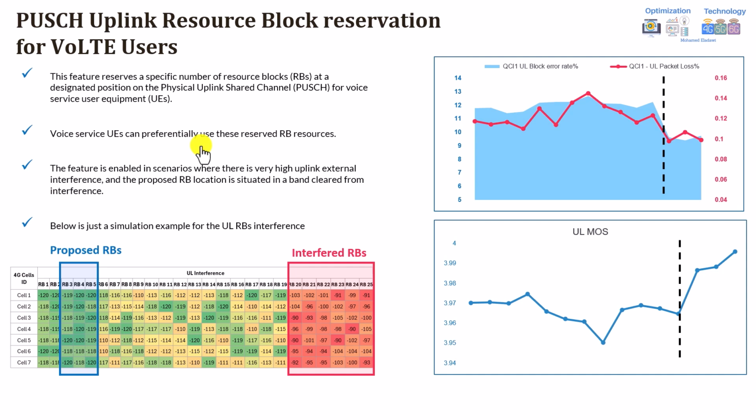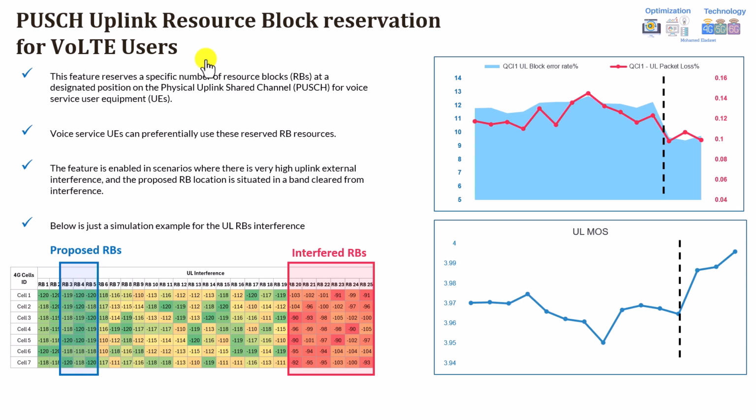The feature we're going to cover today is called PUSCH Uplink Resource Block Reservation. It can have a different naming from one vendor to another, but the idea of this feature is very simple. You can reserve particular PUSCH resources to be used only by VoLTE users. They will be reserved only for VoLTE users and used only by them.